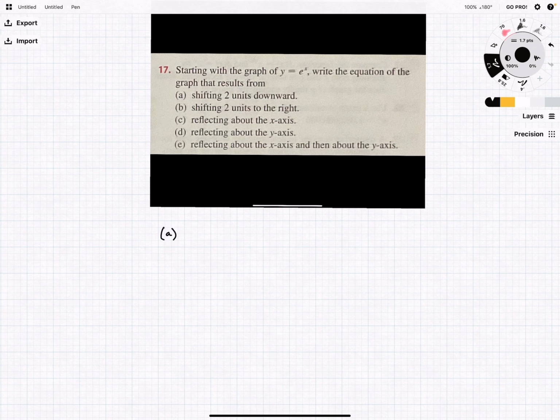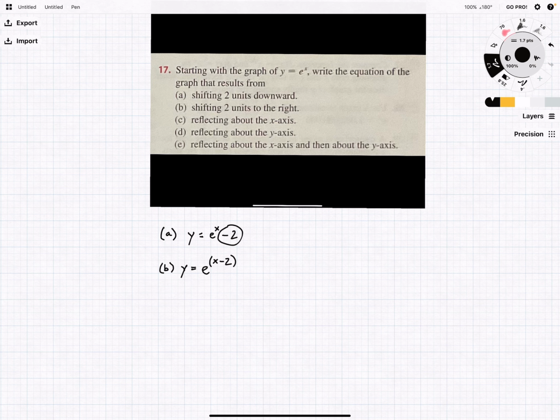So for A, 2 units downward, that's going to be a y translation. So we'll have y equals e to the x minus 2. That will shift our graph down 2 spots, okay? B, well, 2 units to the right, we'll have to do something like this. Y equals e to the x minus 2.